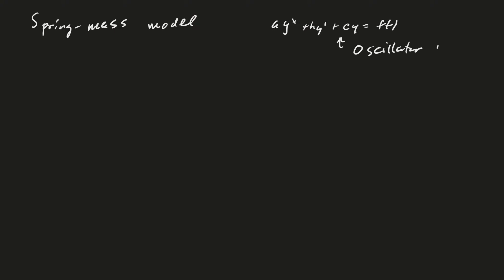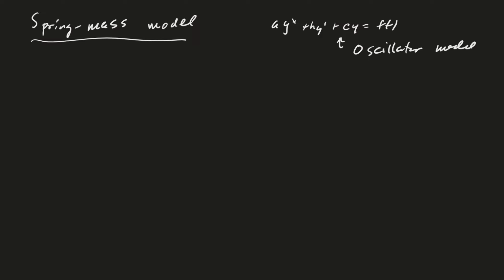Okay, so we're looking at the spring mass model, and the idea behind that is that we're going to learn why ay double prime plus by prime plus cy equals 0, or equals f of t, is sometimes called an oscillator model, or a model of oscillations. And so the spring mass model is a good kind of template model for us to work with.